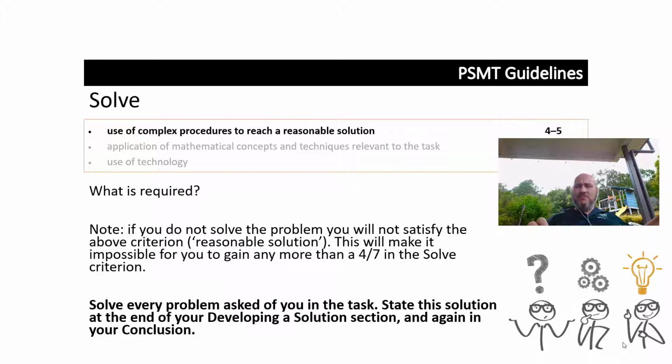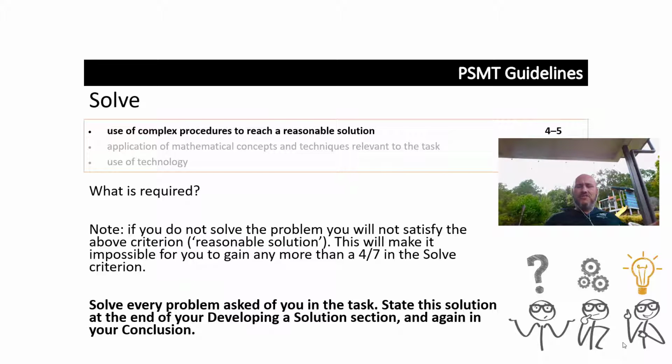There's been times in the past where people have gone through and done lots of great maths, but not actually come up with a solution, or certainly not communicated the solution, just done a lot of maths. If you don't provide a solution to the task and answer all the questions in the task sheet, we can't give you this dot point, and if we can't give you this dot point, the most you can get is a 4. You could get the other 2 and end up with a 4 out of 7. So make sure that you solve every problem you ask in the task sheet, state your solution, and state it again in your conclusion would be a good idea.